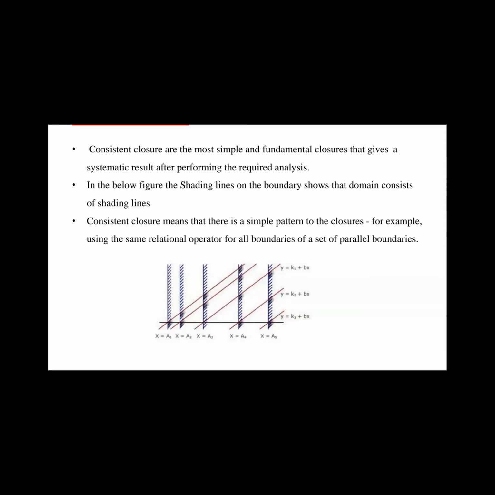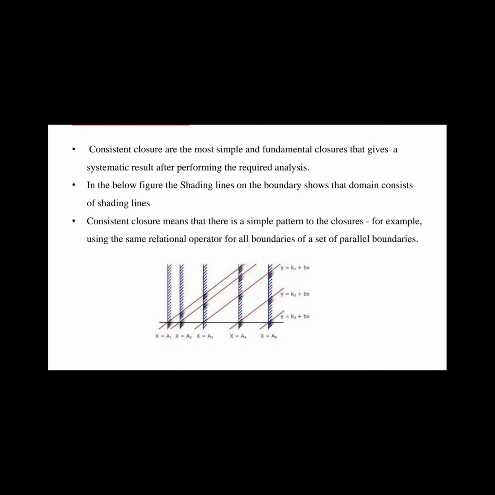To show that it is a consistent domain, as opposed to a normal complete boundary or perpendicular boundary, we can differentiate the consistent closure and the normal domain representation. Consistent means that there is a simple pattern to the closure. For example, using a simple relational operator for all boundaries, a set of parallel lines. It is represented in parallel lines.